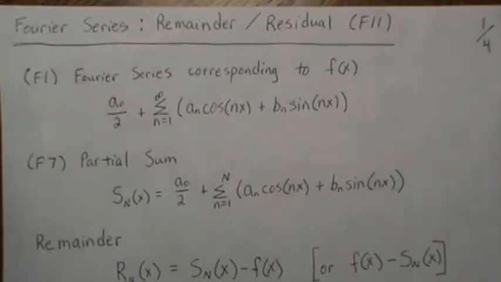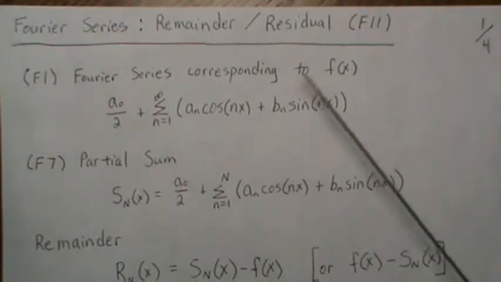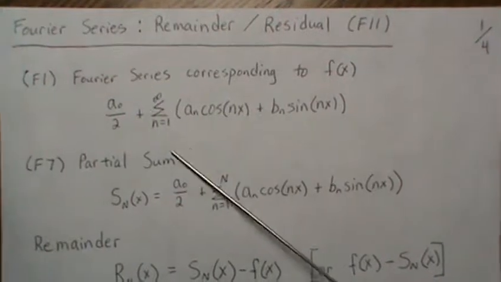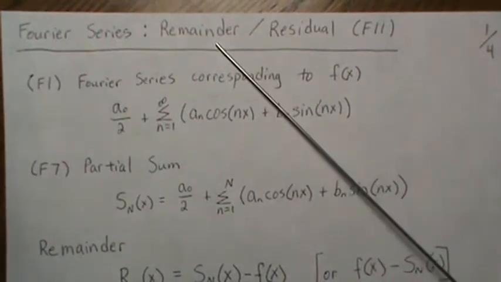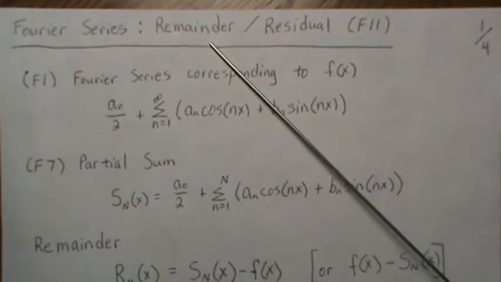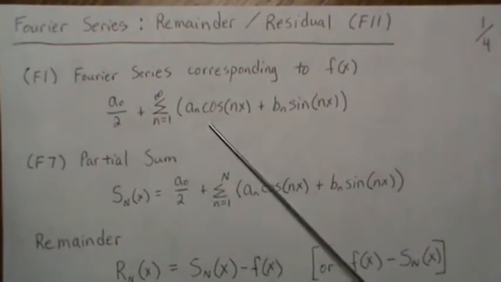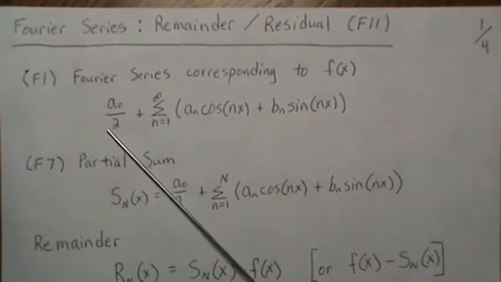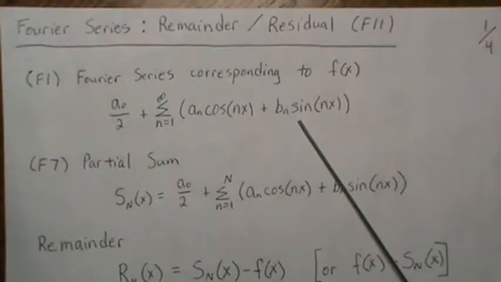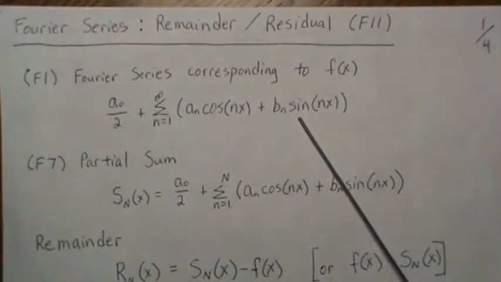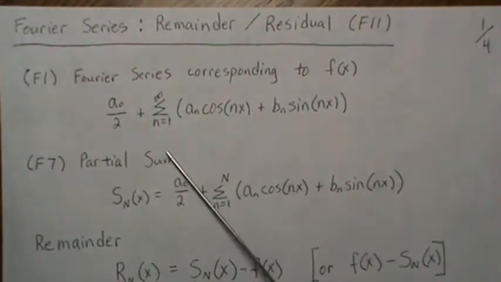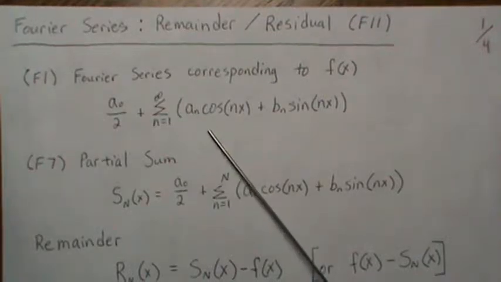Hello, this is the 11th video in my little Fourier series, and we're going to talk about the remainder in this video. We introduced the Fourier series in video 1, which is this, and then in one of the later videos we talked about orthogonality and how it's derived, etc.